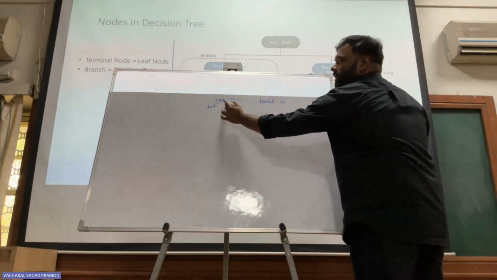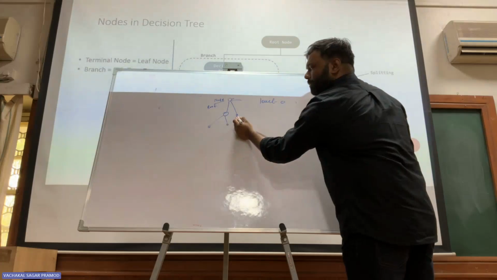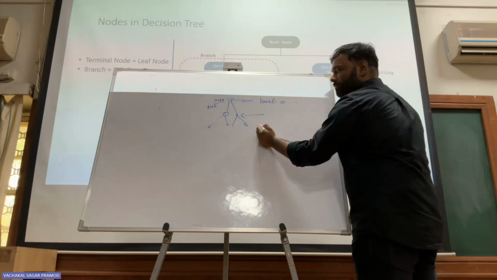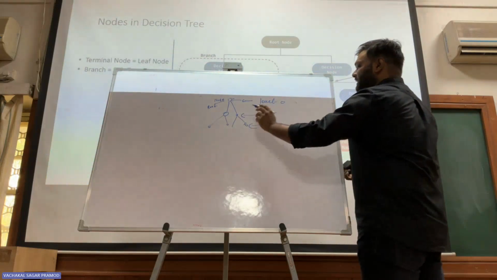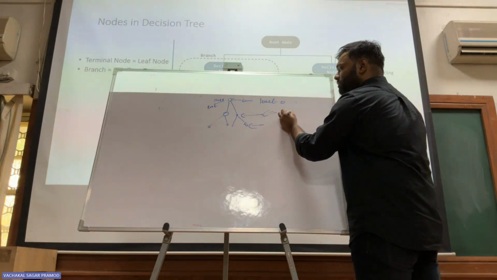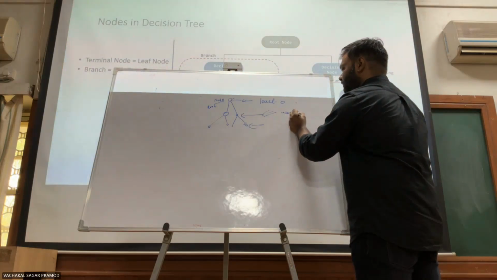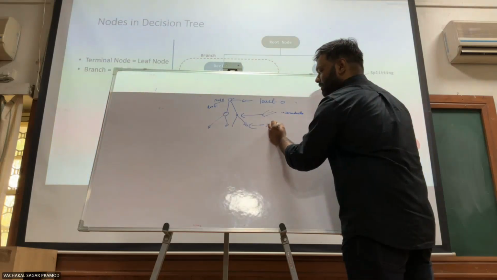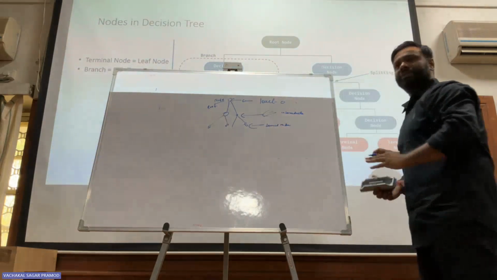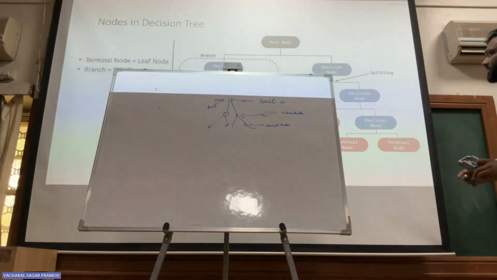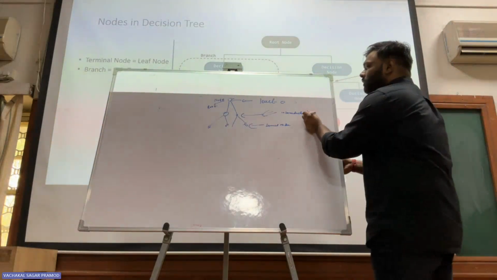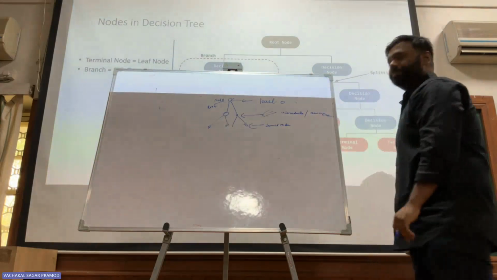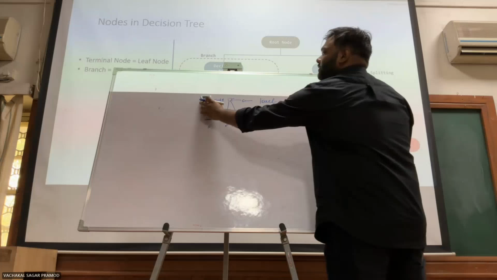So this is your root node, and then it will be further divided into subparts. The nodes which lie between the start and the end are the intermediate nodes, and the last ones, which end the tree, are the terminal nodes. This has nothing to do with machine learning; in general a tree is called this. Intermediate nodes are also called decision nodes.